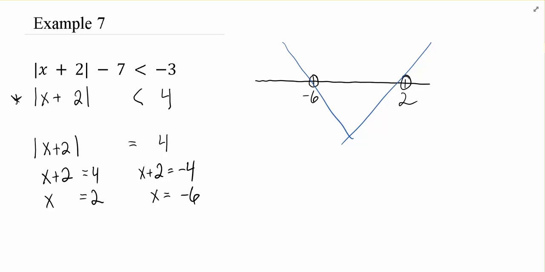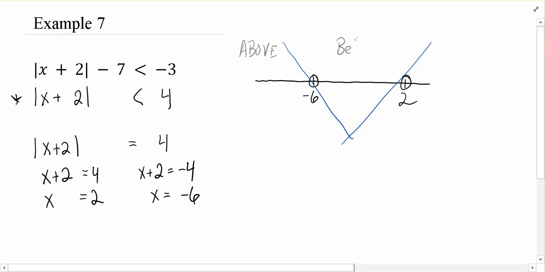And now if we look at what's going on, we're above on the left. The V is below in the middle, and the V is above the line on the right. I don't know why I used a lowercase e there. That was silly.